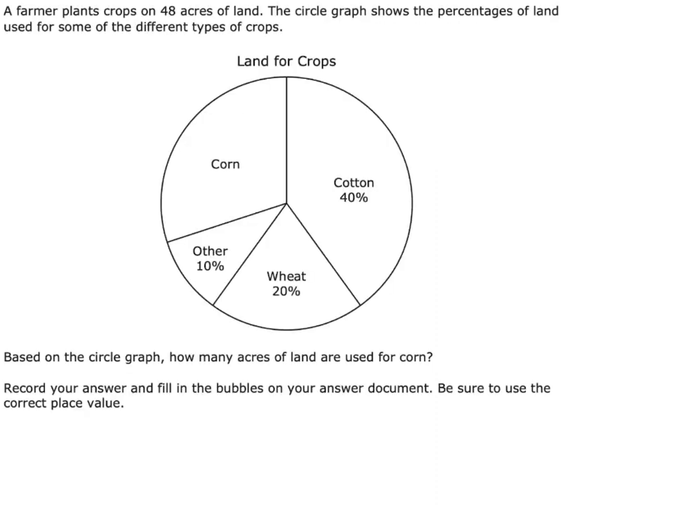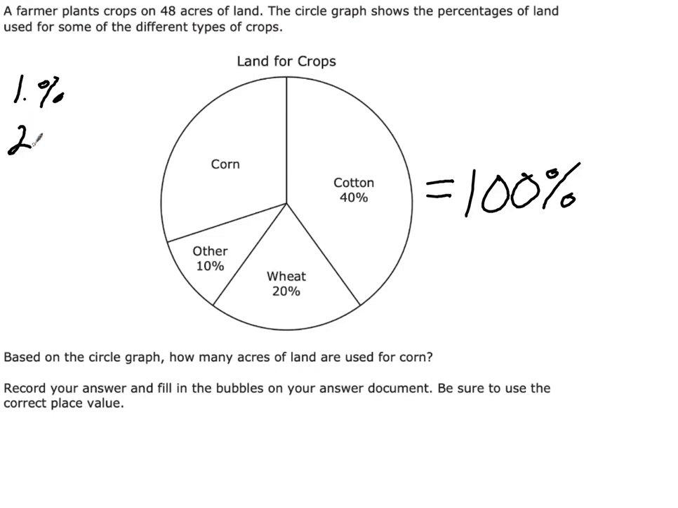All right, the point of a circle graph is to show how much each part makes up the whole. All circle graphs must equal 100%. That's incredibly important, because if we notice, cotton, wheat, and other, they all have a percentage, but corn does not. And the question is, how many acres of land are used for corn? So the first thing we need to figure out is the percent for corn.